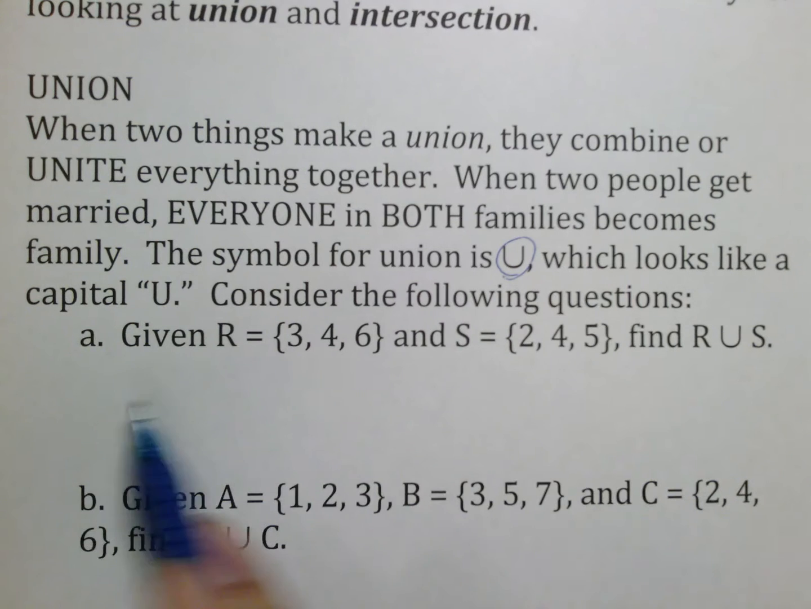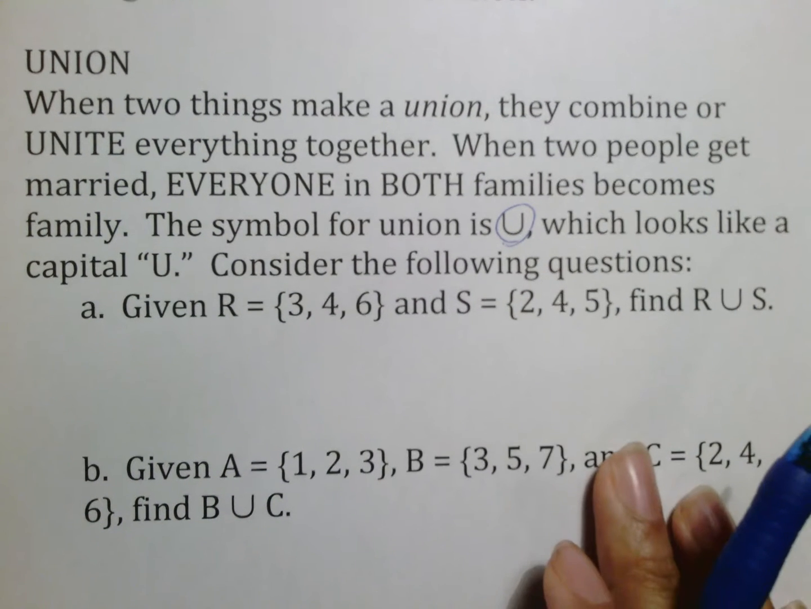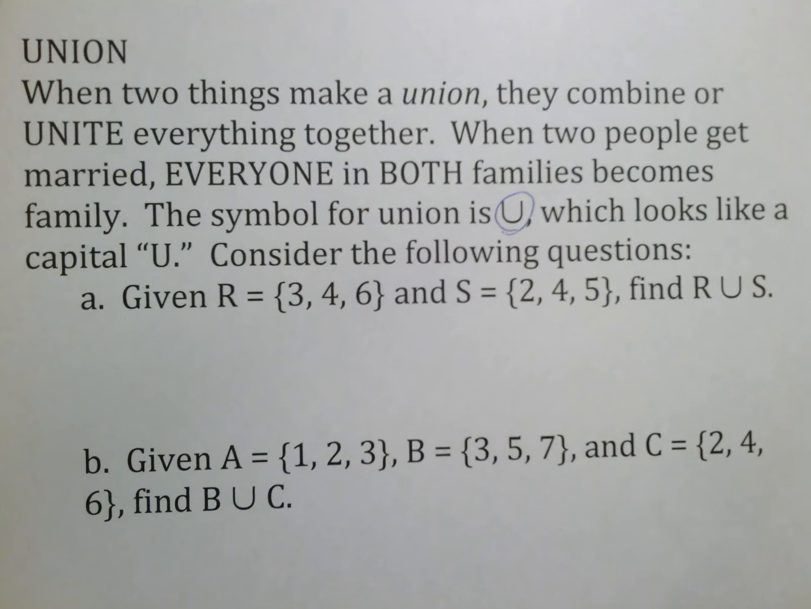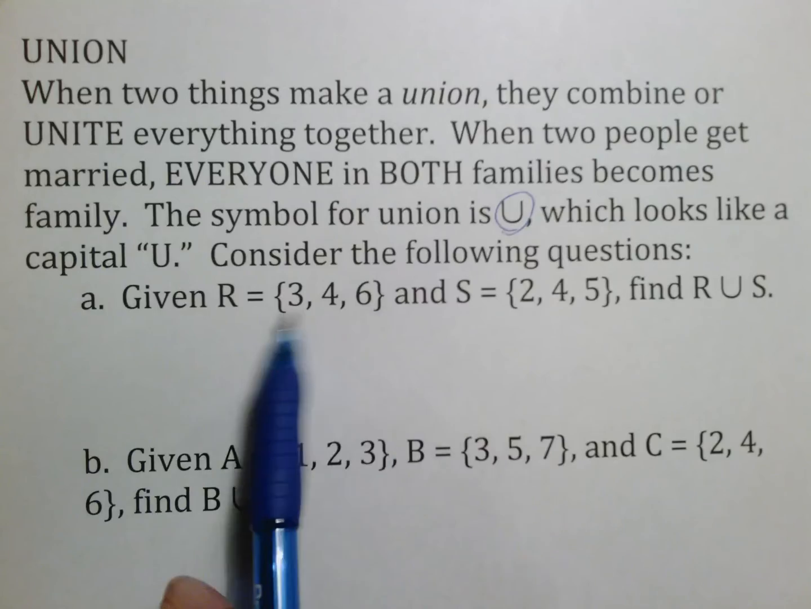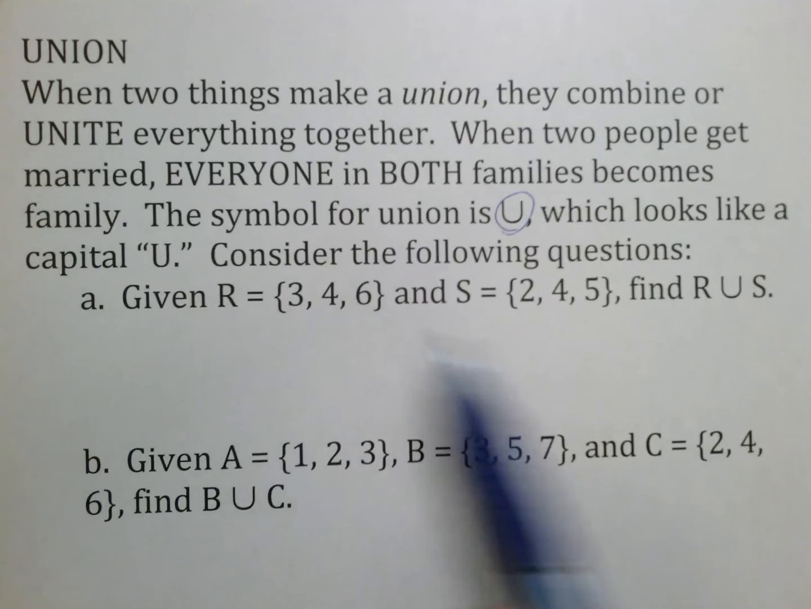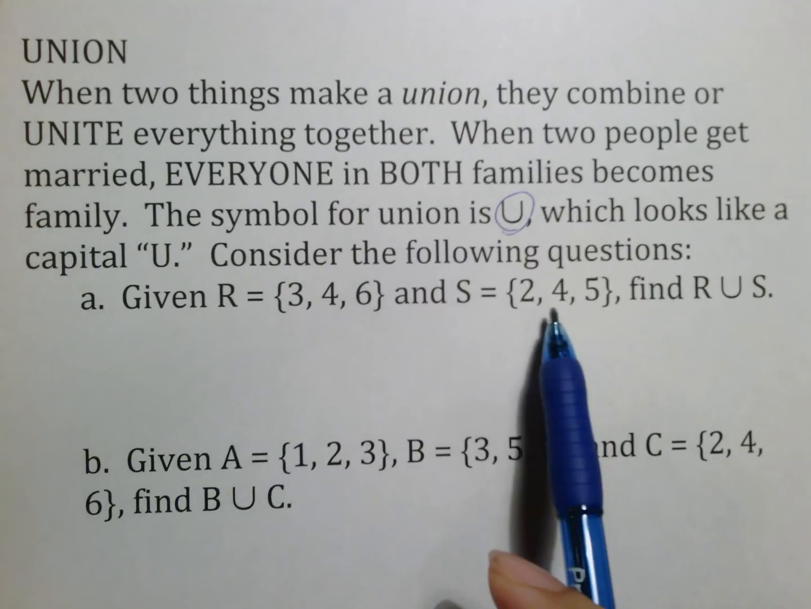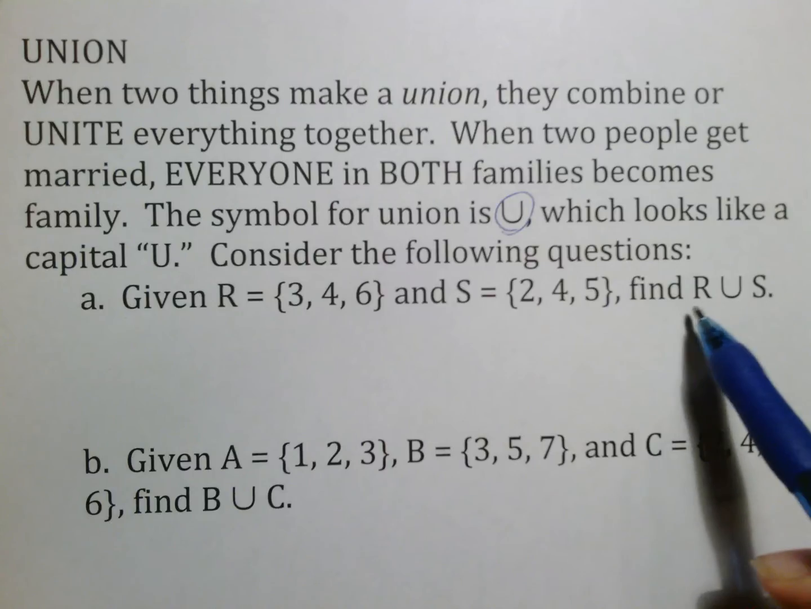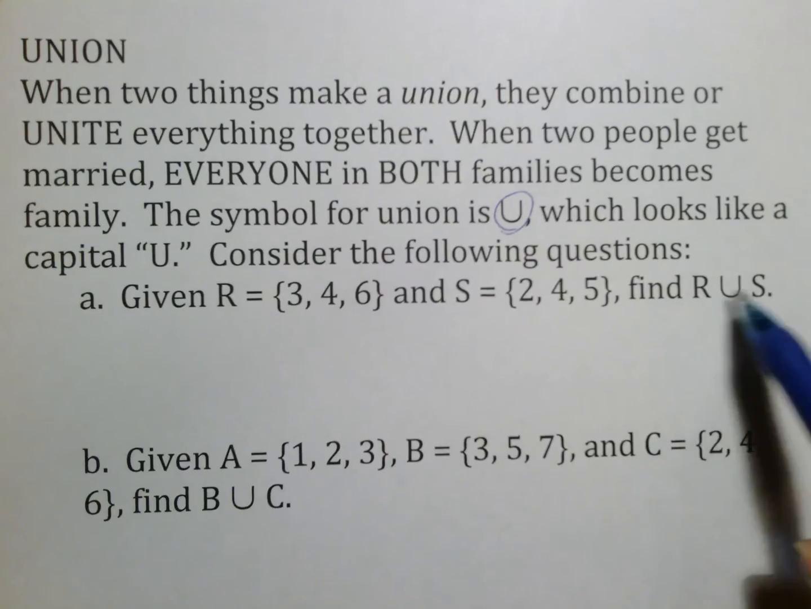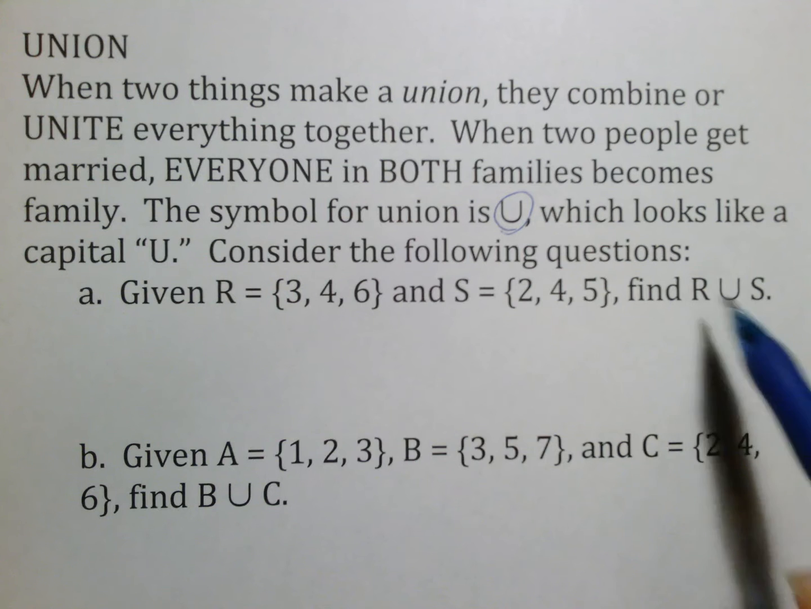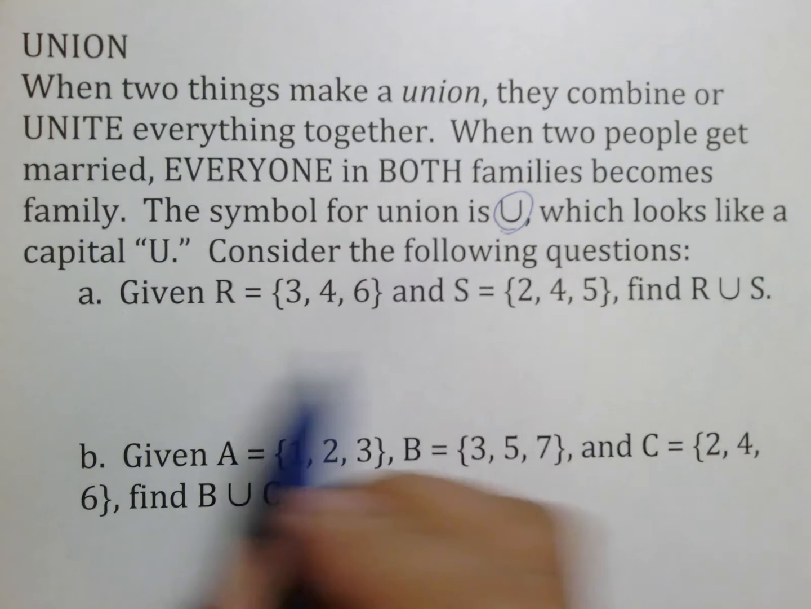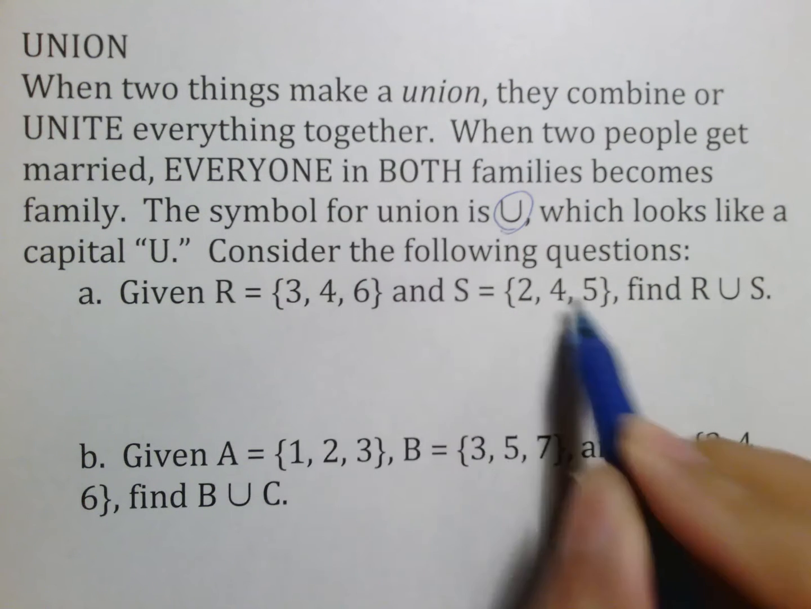Considering the following questions, let's look at how a union actually works. And again, it's very simple, which is a nice way to end the unit because of all the solving that we've been doing. If they say that R is the set of elements 3, 4, and 6, and S is the set of elements 2, 4, and 5, this means find the union of R and S. Again, the union means let's unite R and S. So, looking at R and S, our job is to take both of these things and put them together.